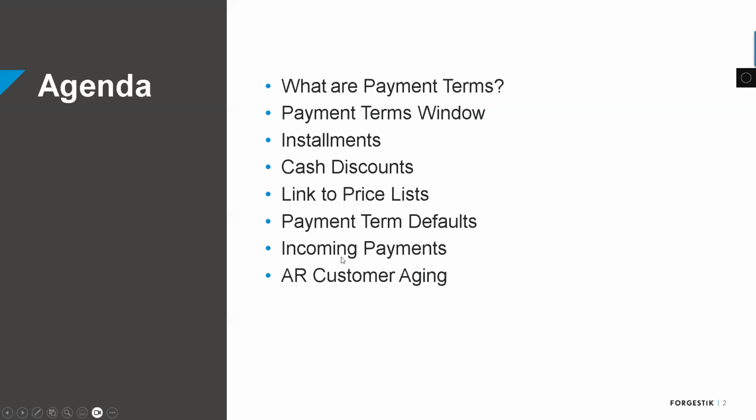We looked at the incoming payments, which matches your payment terms for not only the due date, but also for those 2 scenarios of cash discounts and installment. And we covered the AR aging. So that reflects installments as what would be due for that date. And it handles it in the same way as the incoming payment window would.